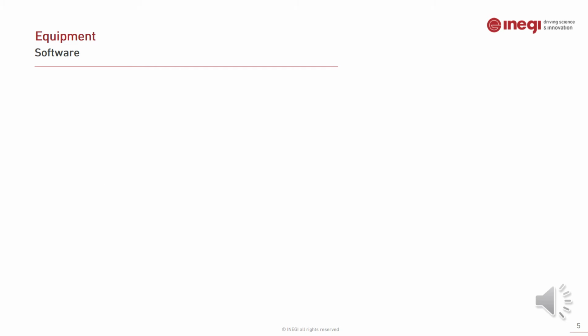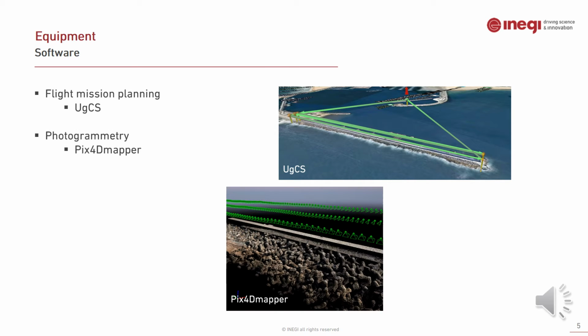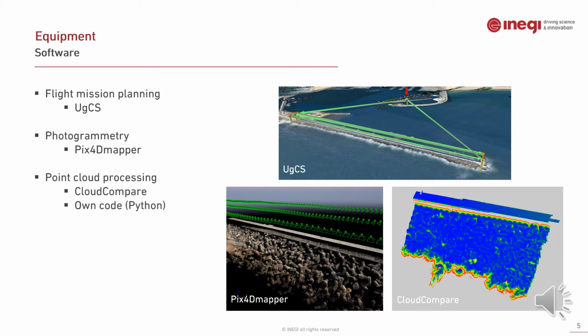And as for the software, we used UGCS to plan automated flight missions. We used Pix4D Mapper for photogrammetry, and then for point cloud processing and visualization we used CloudCompare, as well as some Python code which we wrote ourselves.